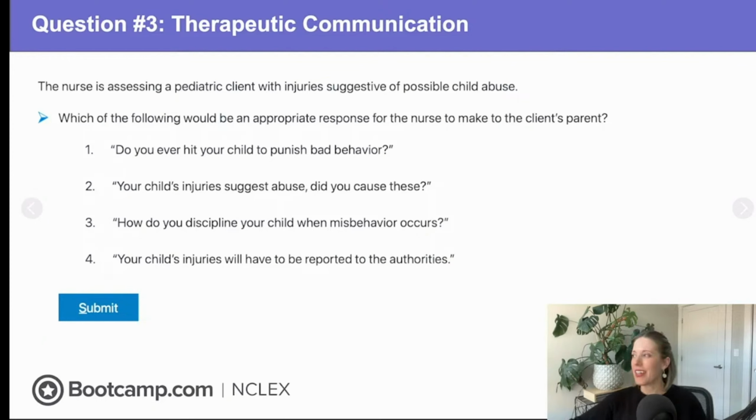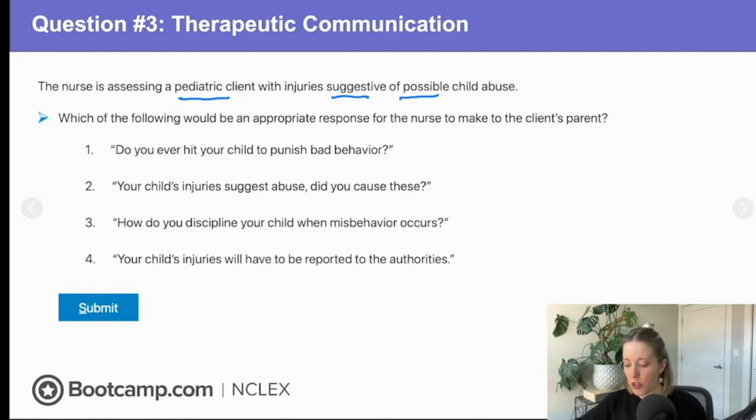Question number 3 is therapeutic communication. So in this question, we have a pediatric client that we're taking care of, and this client has injuries, now we need to read this closely, that are suggestive of possible child abuse, okay? So suggestive of possible child abuse. We're not saying that child abuse is happening, we're saying that it is suggestive of possible abuse.